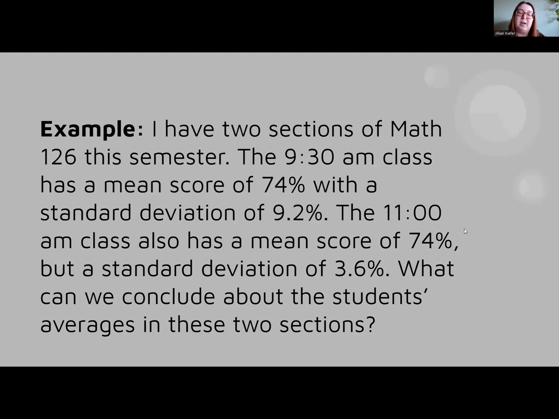So we're going to do a last example here. I'm saying that I have 2 sections of Math 126 this semester. The 9:30 a.m. class has a mean score of 74% with a standard deviation of 9.2%. The 11 a.m. class also has a mean score of 74%, but their standard deviation is 3.6%. What can we conclude about the students' averages in these 2 sections? So we're going to use everything that we've looked at so far in this section to do a little bit of analysis in a situation where the means are the same, but the standard deviations are different. Let's go ahead and go on over to our notes.